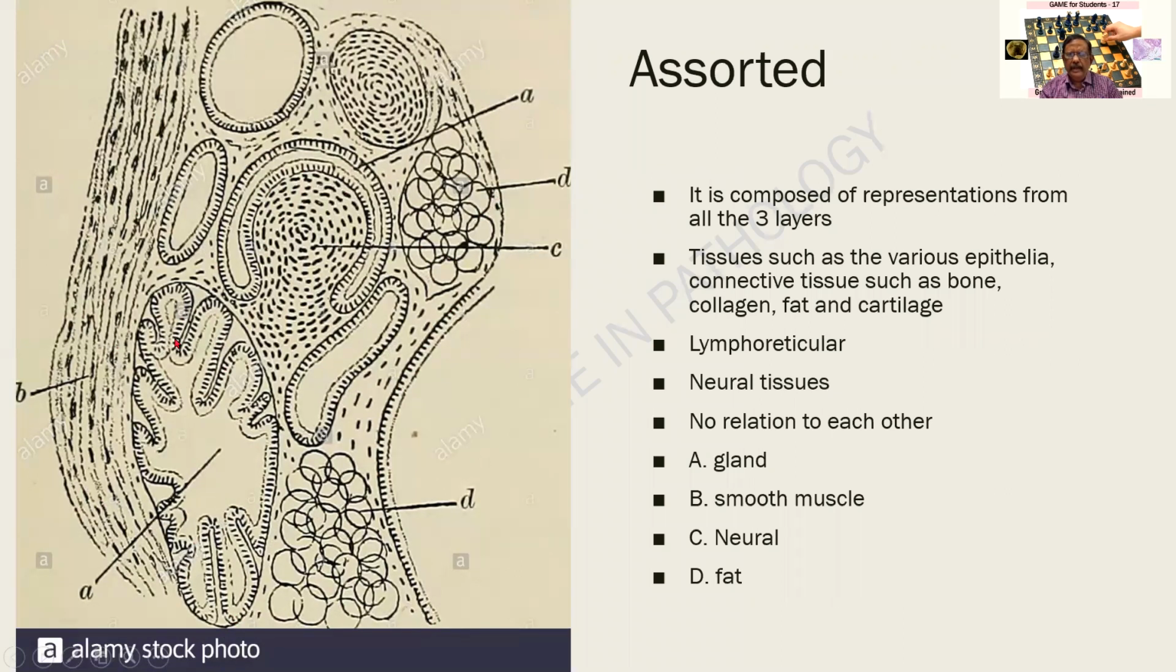This particular schematic diagram you can very easily draw in your exams as well as in your records. It is composed of representations from all the three layers. The tissues such as the various epithelia, connective tissue, bone, cartilage, fat, etc. are seen. Lymphoreticular tissue might also be seen. Neural tissue can be present. There is no relationship of one to another. And these are all the various labels for it. Please compare.